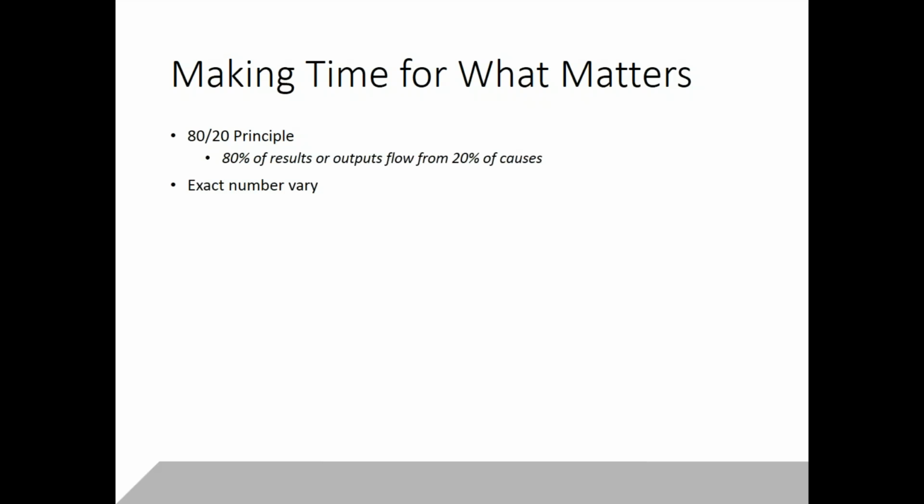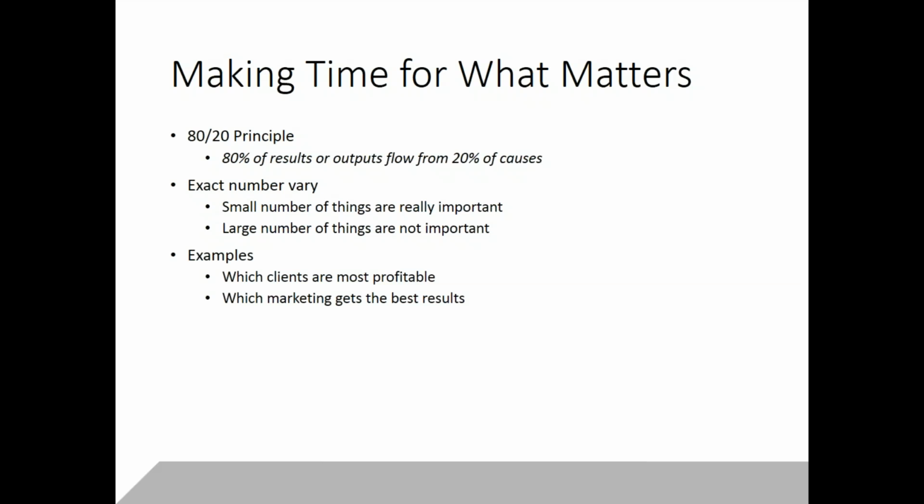Exactly. It could be 80-20, it could be 70-30, it could be 60-40, but it's somewhere around that. And when we apply it to our work, what it means is that a small number of things are really important. There's a large number of things that we do that are not giving us the results. Become aware of that. What are those small number of things that are giving you the best results? And what are the large number of things that you're doing that are not giving you the results?